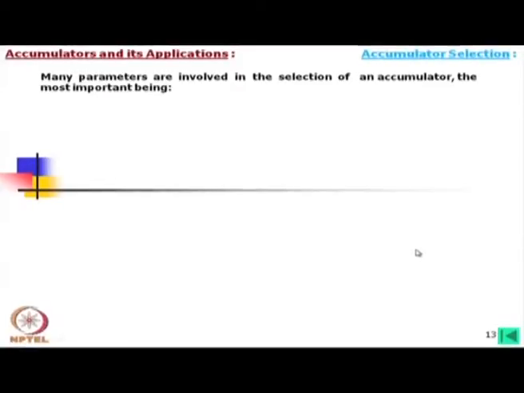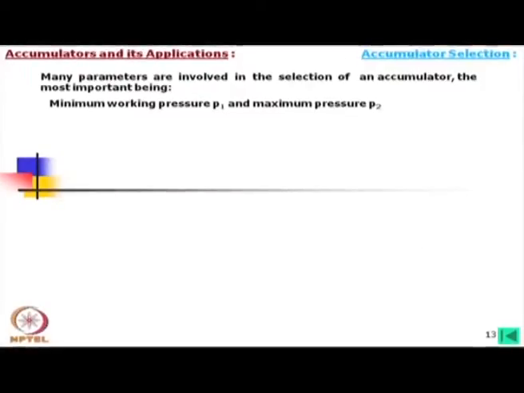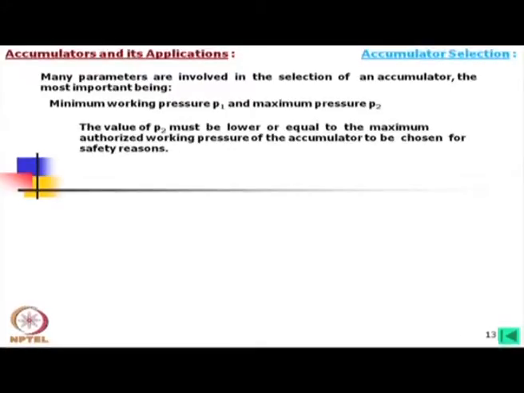Now, the most important parts are in the process of selection. First of all, we have to think of what will be the minimum working pressure P 1 and what is the maximum working pressure P 2. The value of P 2 must be lower than or equal to the maximum authorized working pressure of the accumulator to be chosen, for safety reasons.